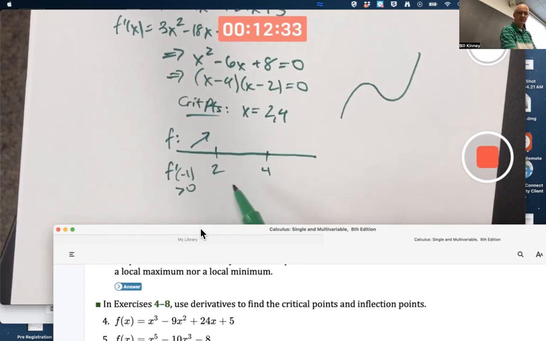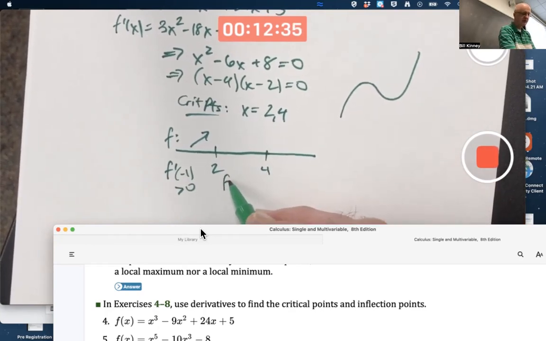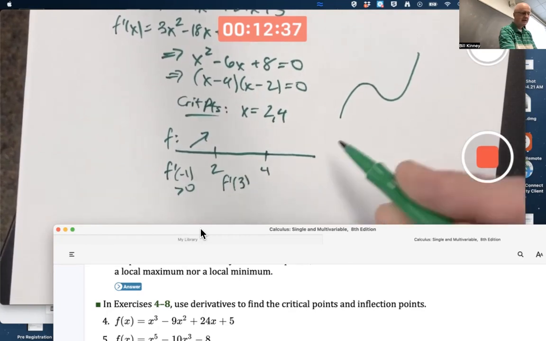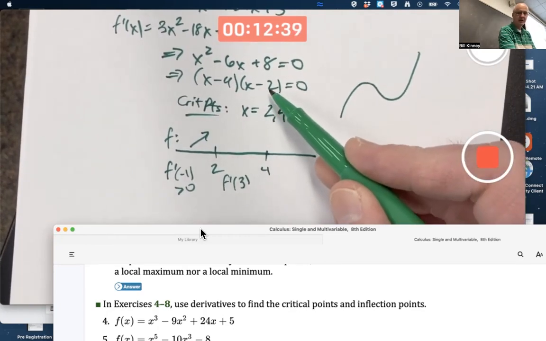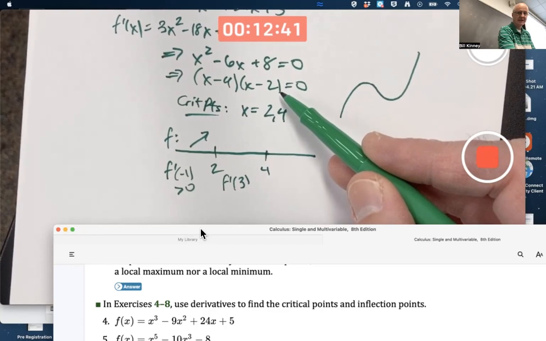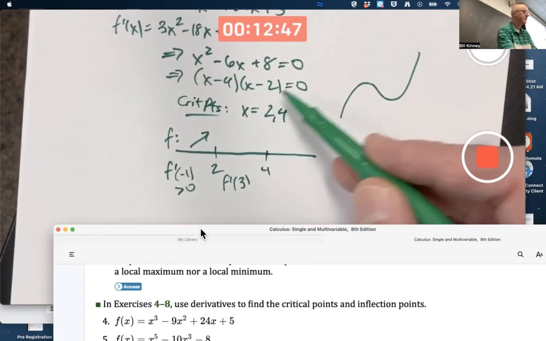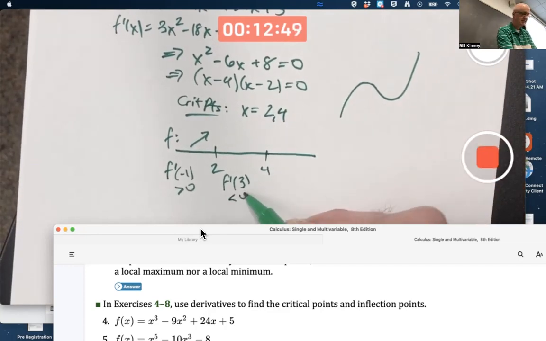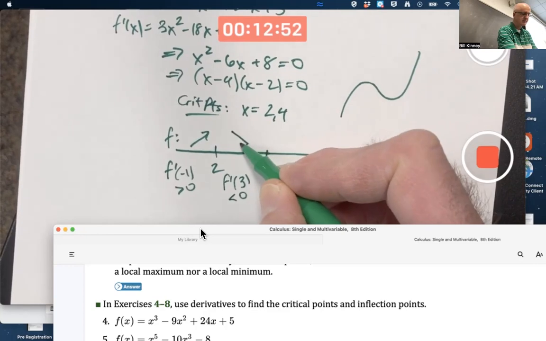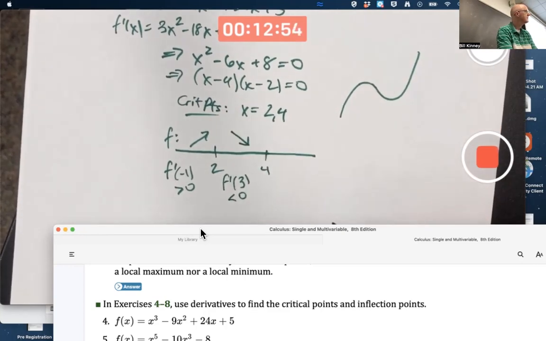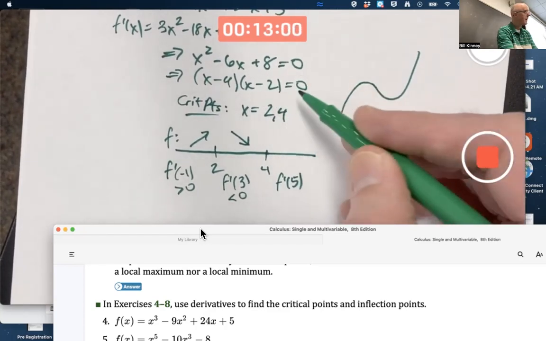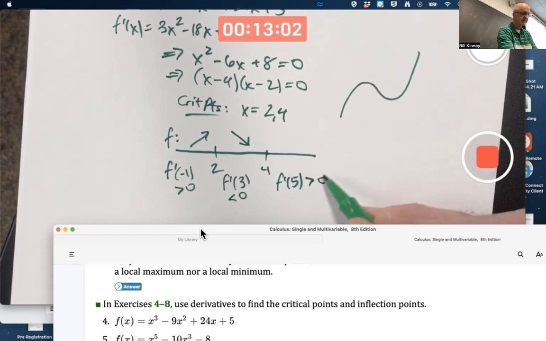If you plug in a number between 2 and 4 into the derivative, like f prime of 3, again, this is not the derivative right here, but it is the derivative divided by 3. It's going to have the same sign. You plug in x equals 3, that'll be negative, that'll be positive. The product of a negative and a positive is negative. So f itself is decreasing. And you plug in a number over here like 5. You get the product of two positive numbers. This is positive, so f itself is increasing.